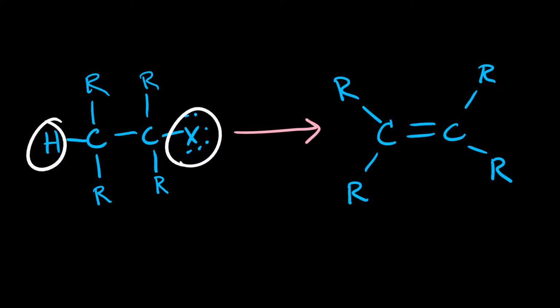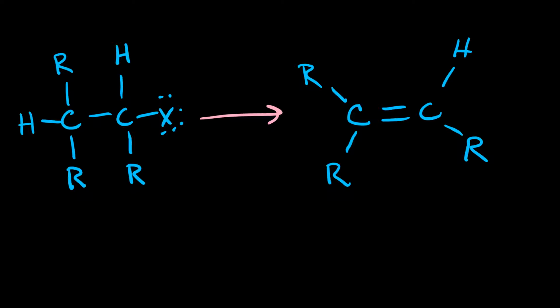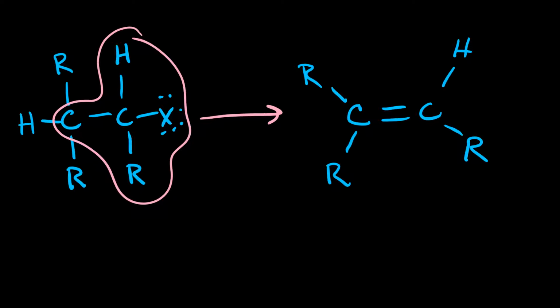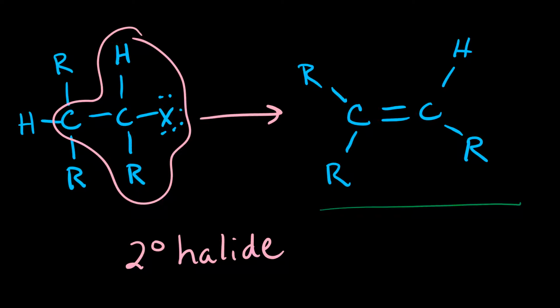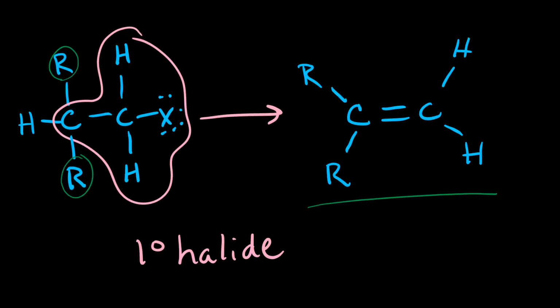If we have an alkyl halide that has R groups at all of these positions here, you will end up with the most stable, the tetra-substituted alkene product. But the only way that this is possible is if you start with a tertiary halide. A secondary halide that looks like this would yield a tri-substituted alkene product. And of course, a primary alkyl halide that looks like this with R groups at the beta position would yield a di-substituted product.